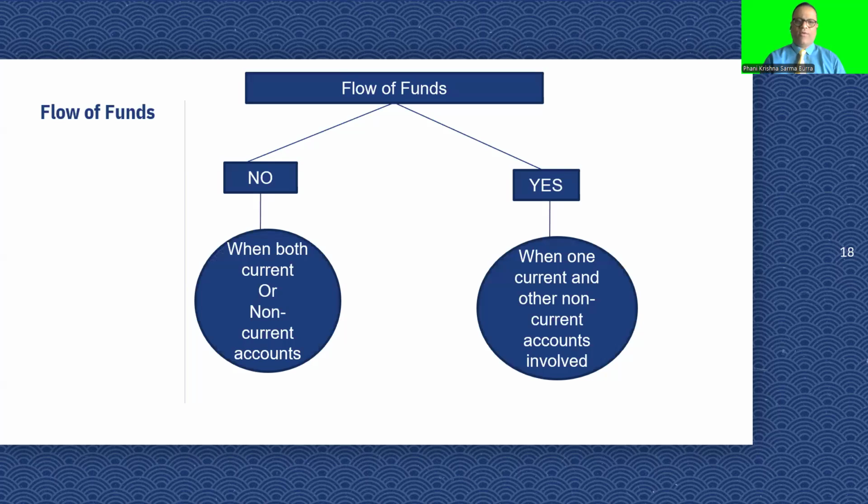How to identify this flow of funds? If you understand this diagram, you can identify whether a transaction involves a flow of funds or not. When both accounts are current accounts or both are non-current accounts, there is no flow of funds. When one is a current account and the other is a non-current account, then there is a flow of funds. That means cross transactions.